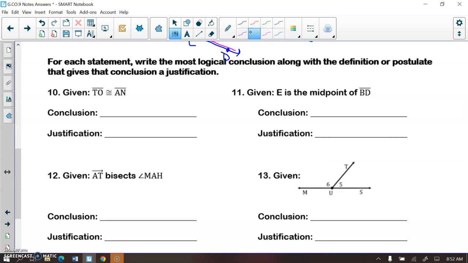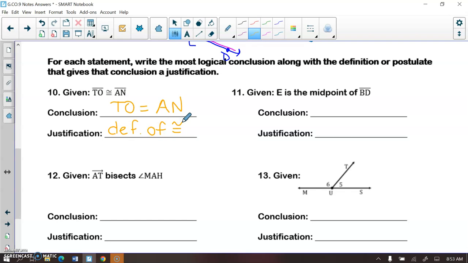The only thing I can say, given that TO and AN are congruent to each other, is I can also say that they're equal. And remember, when I go from congruence to saying something's equal, that's the definition of congruence.